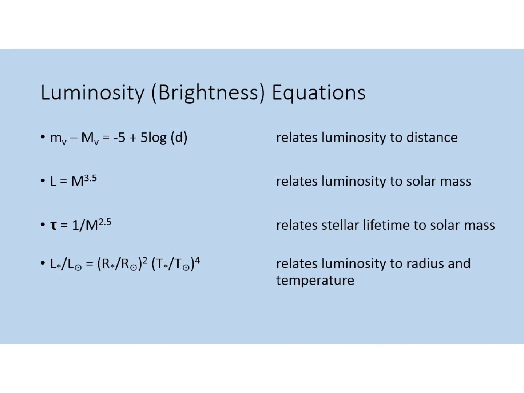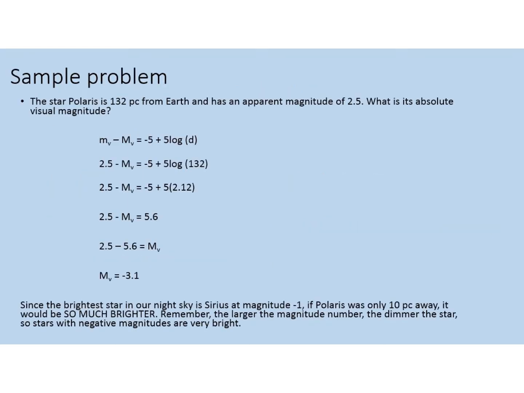Here are several other equations that compare luminosity and distance, luminosity and mass, stellar lifetime and mass, and luminosity, radius, and temperature. Let's look at how to use each of them. Here's another sample problem. The star Polaris is 132 parsecs from Earth and has an apparent magnitude of 2.5. What is the absolute visual magnitude?